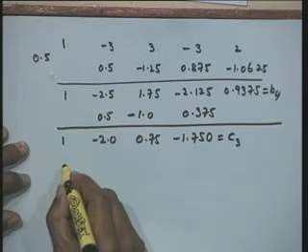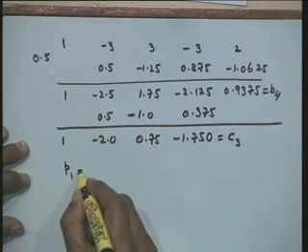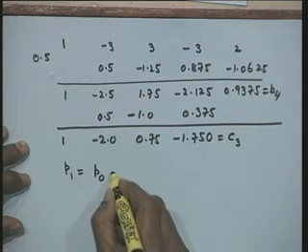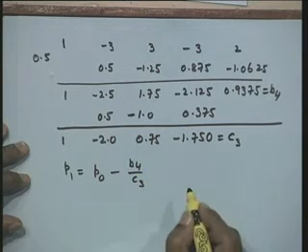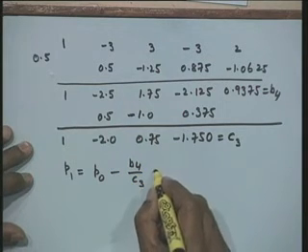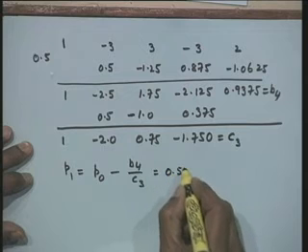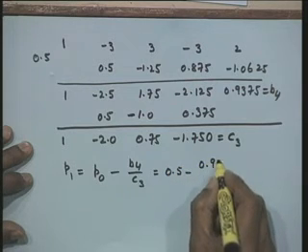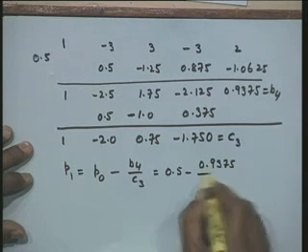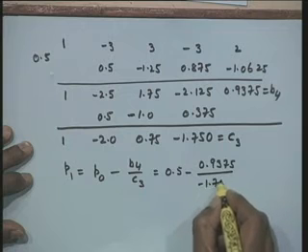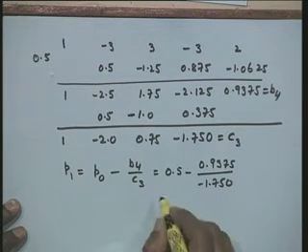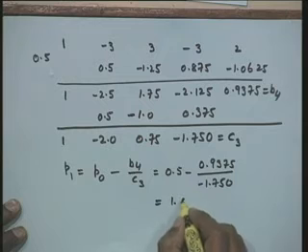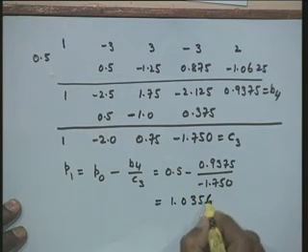Now, first iteration is complete. I will now find out what is my P1. P1 is equal to P naught minus B4 by C3. So, we can substitute the value 0.5 minus 0.9375 by minus 1.750. I will give you the value of this, the value is 0.0356.